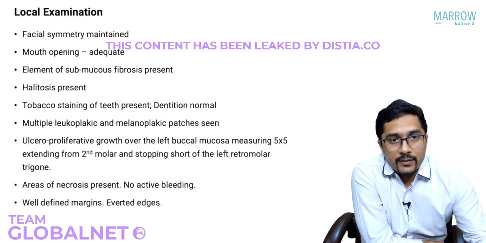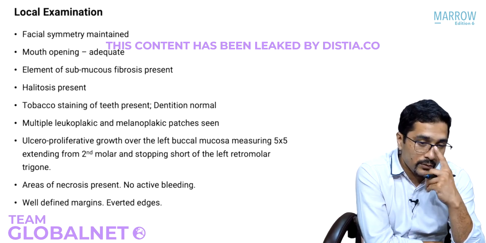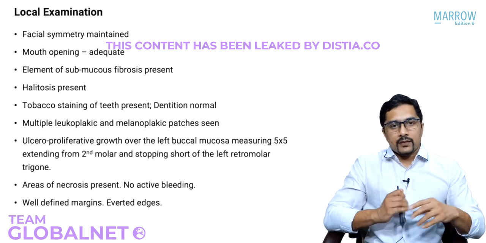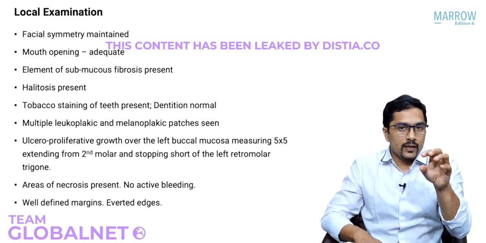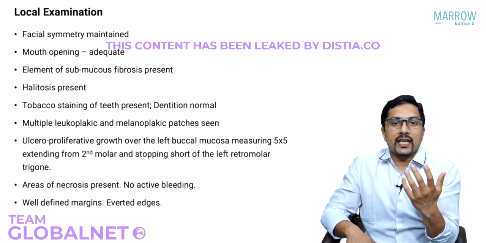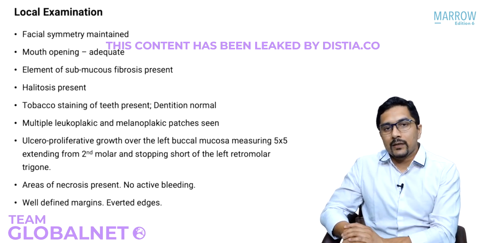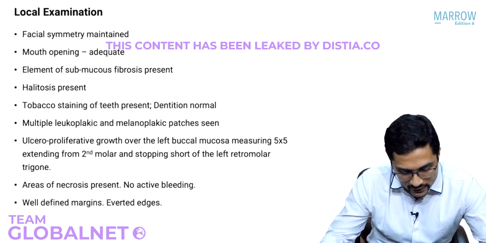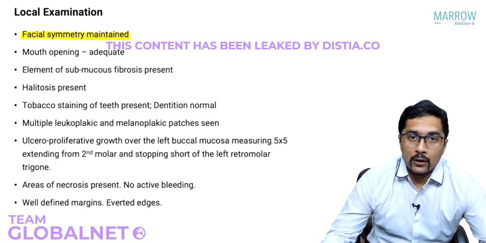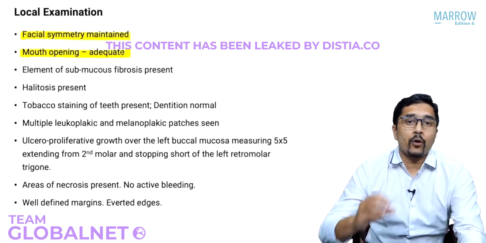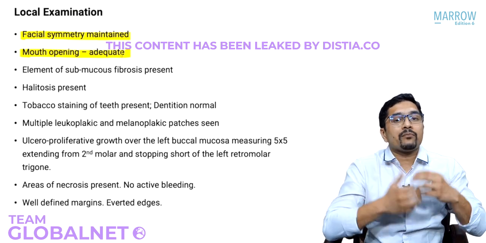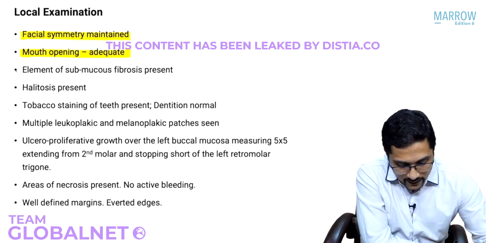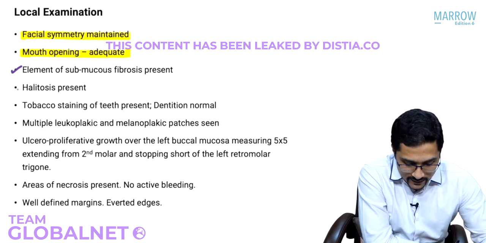The facial symmetry is maintained. This is how you start. I've told you in the past as well, don't get fixated on the ulcer only. Describe the patient as a whole. That is what the examiner is looking for. So facial symmetry is maintained. Mouth opening is adequate. This is important because you can have submucous fibrosis and that can prevent mouth opening. Some element of submucous fibrosis is present.